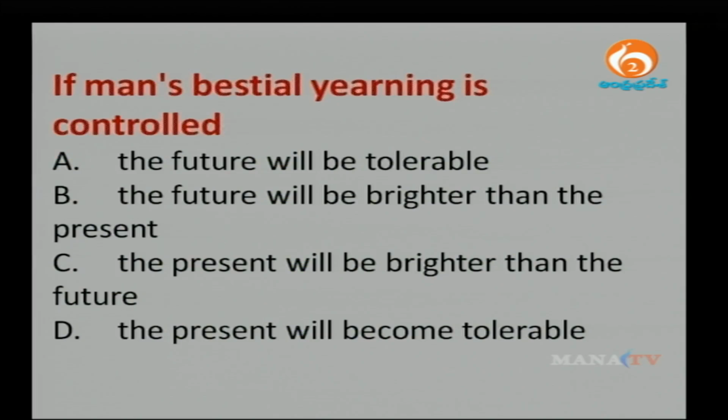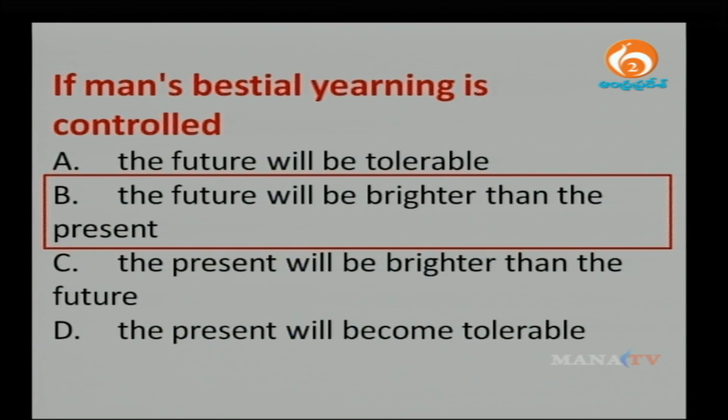All right. Next question. If a man's bestial yearning is controlled, yearning means desire, or the most strong desire. If a man's bestial yearning is controlled, the future will be tolerable, meaning you can tolerate the future. The future will be brighter than the present. The present will be brighter than the future. The present will become tolerable, meaning the present will be something that you can accept. Here tolerable means acceptance. And the correct answer is where the future is becoming better than the present.